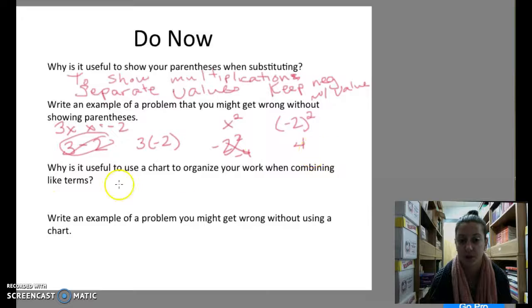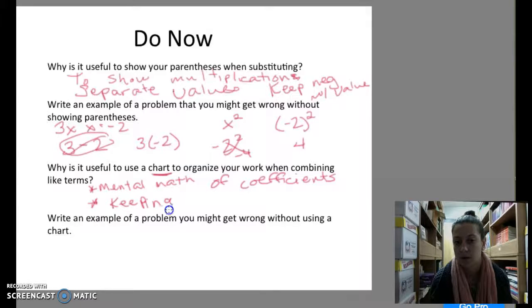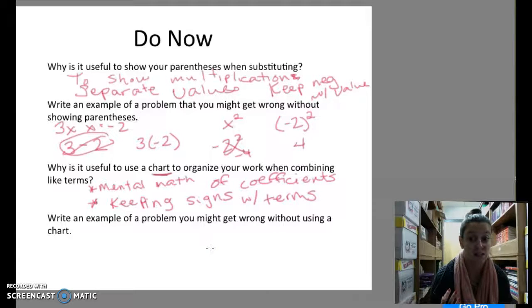Why is it useful to use a chart when organizing your work, when combining like terms? Well, if you use a chart, it's easier to do mental math of the coefficients, because then you're not making a mistake of combining too many things. It's also useful for keeping the signs with the terms. I saw a few people made mistakes today involving signs, whether you forgot that something was negative or you added a negative when you knew the answer was positive. It helps you really separate that.